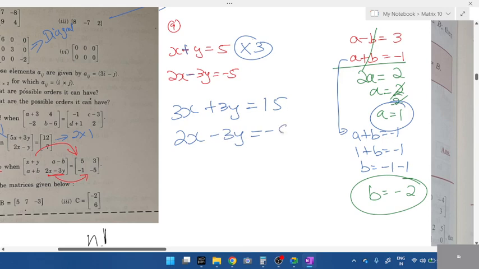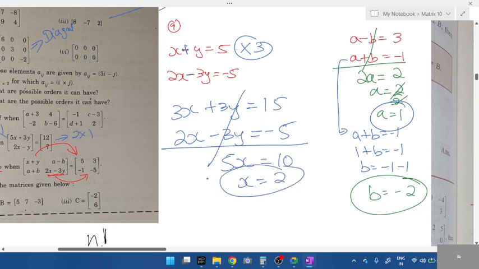Next one. Tell me the next one. Now elimination starts. Eliminate this. 3 plus 2 is how much? 5x. 15 minus 5. x is equal to 10 divided by 5, which is 2. So the first equation looks easy, students. Take the first equation, substitute. 2 plus y is equal to 5. What is y?